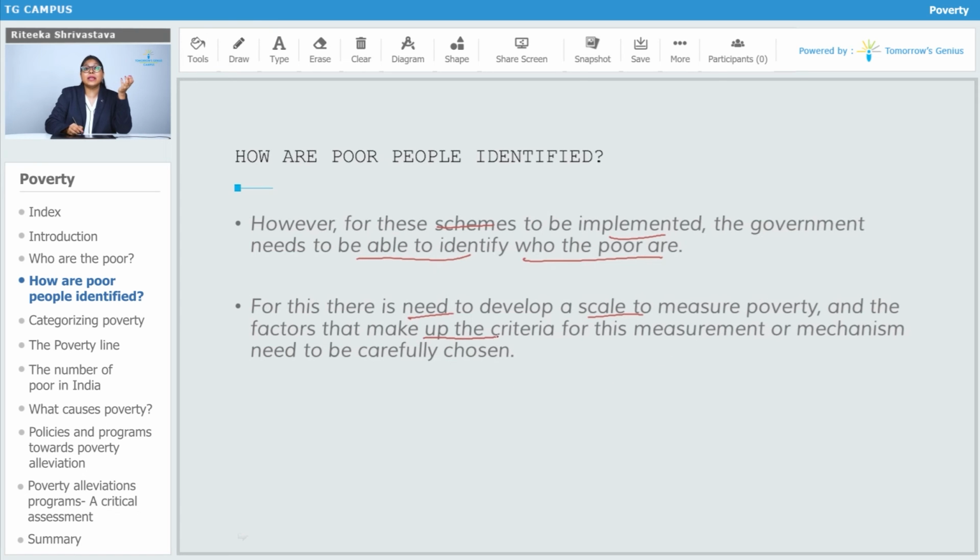The factors that make up the criteria for this measurement or mechanism need to be carefully chosen. What categories of poor people, what measurements, what criteria need to be selected, all these things need to be taken care of. The government has to be very specific about what categories it is going to consider for defining a particular person as poor. To define a particular person, we have to take out the categories, or we can say the criteria. On the basis of that, we can call that particular person a poor person.